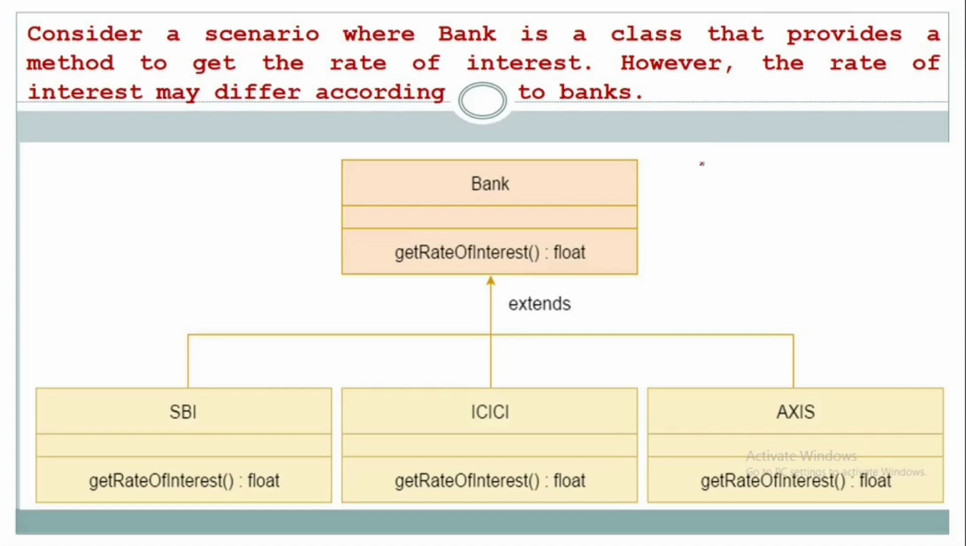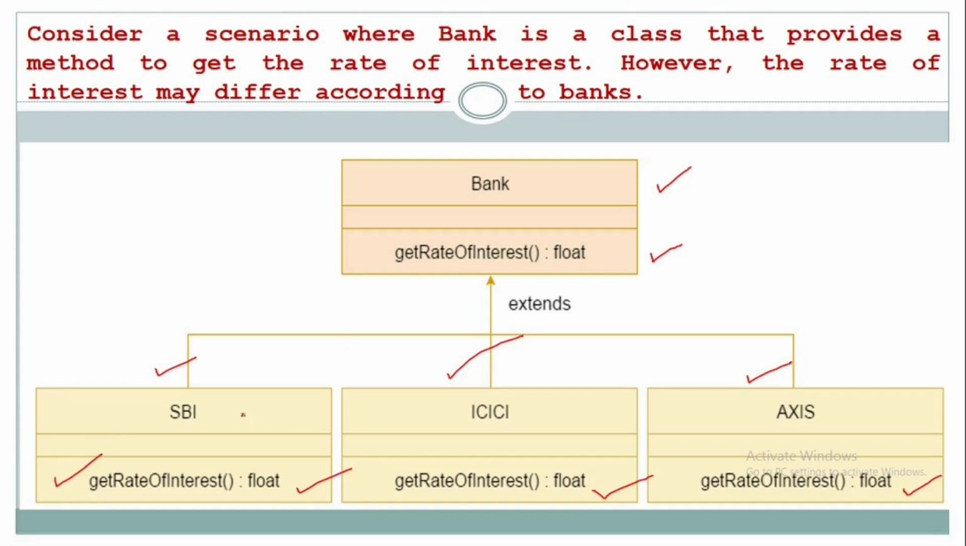Now let us consider a simple scenario where the superclass Bank has a method called getRateOfInterest. Now the superclass Bank has three subclasses, that is SBI, ICICI and Axis. So they have the same method. All these three subclasses will override the base class method, because each of these banks will have a different rate of interest. Each bank has specific features, so that's the reason they can simply override the base class method.